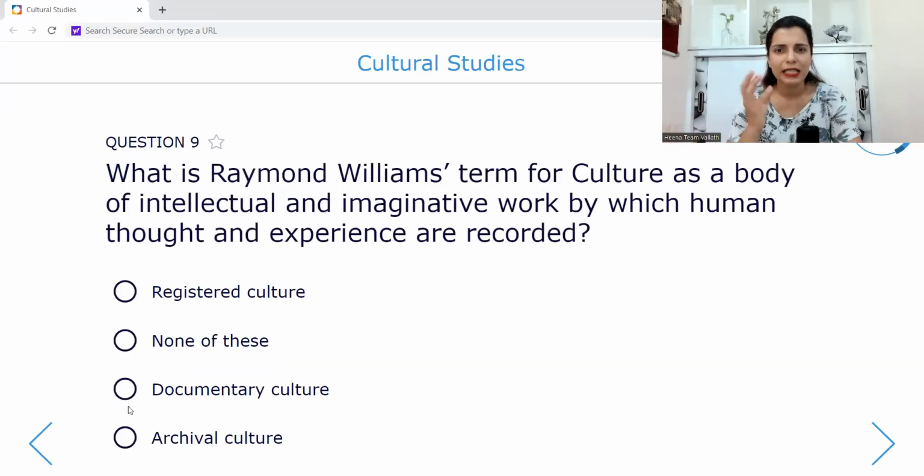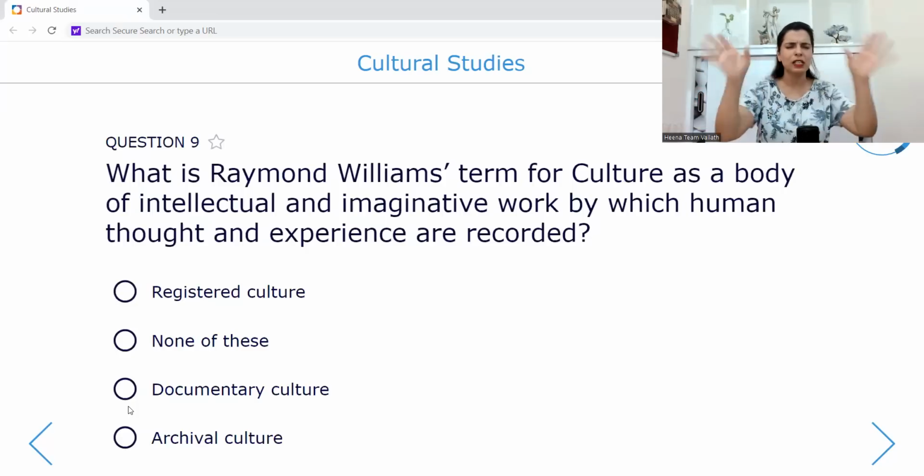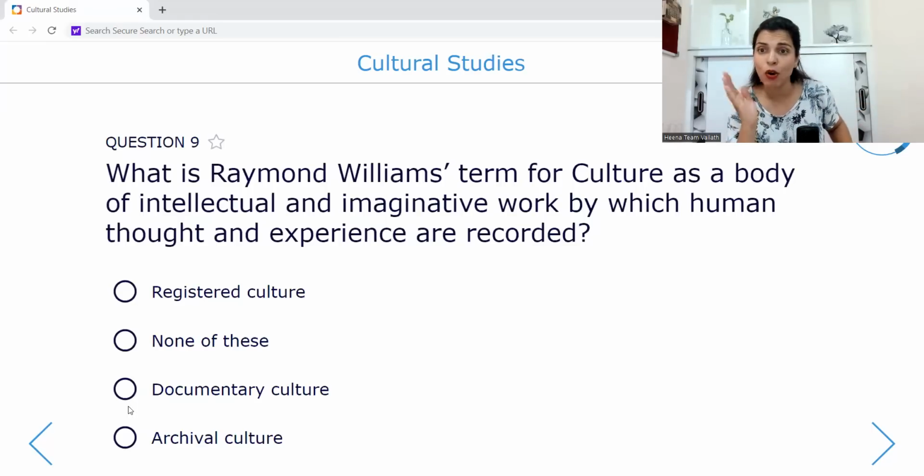See, understand, what has Raymond Williams said about an imaginative work by which human experience is recorded? Make the question simple. If the question speaks too many words, make it simple. An imaginative work by which human experience is recorded. Where do you record human experience?